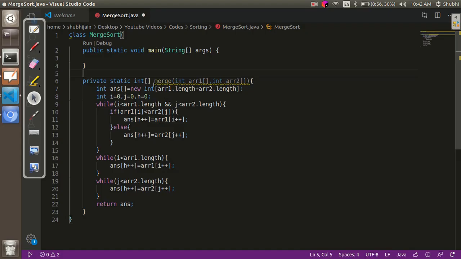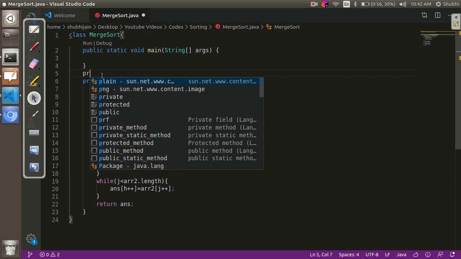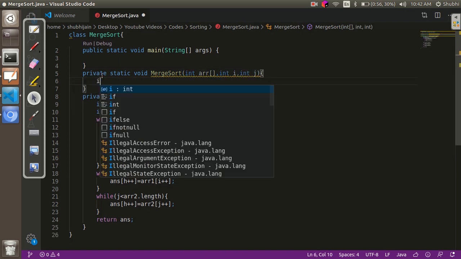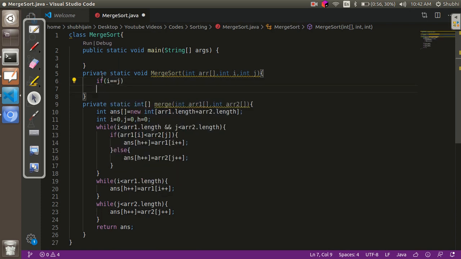So now let's write the code for the merge sort. Over here I have copied my merge algorithm. A little bit of changes are to be made over here, so we'll do it after writing the merge sort algorithm. So over here we'll have another function which will sort the array. It will have 3 parameters: one is our array, one is the starting index, and one is the ending index. Now if my starting index is equal to the ending index, nothing has to be done. We'll simply return.